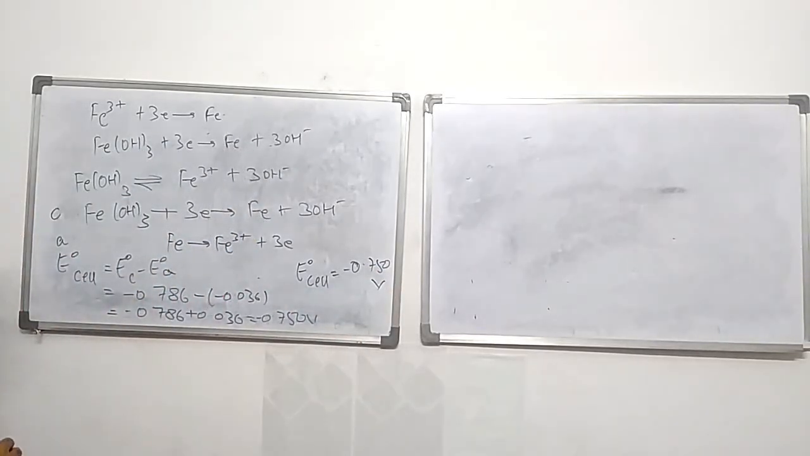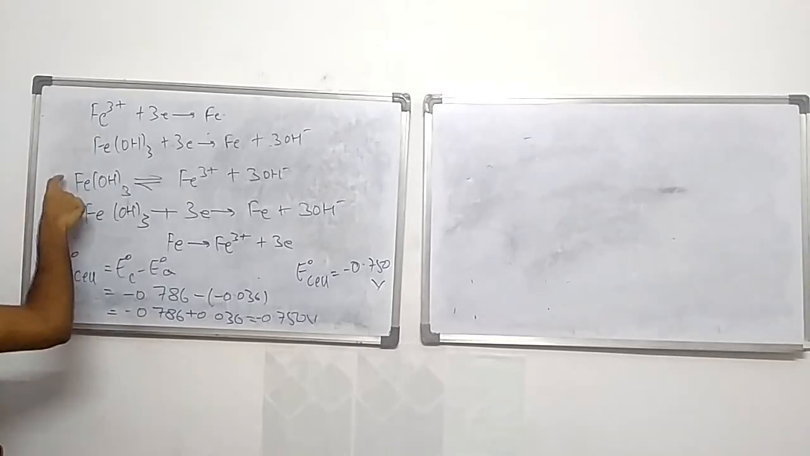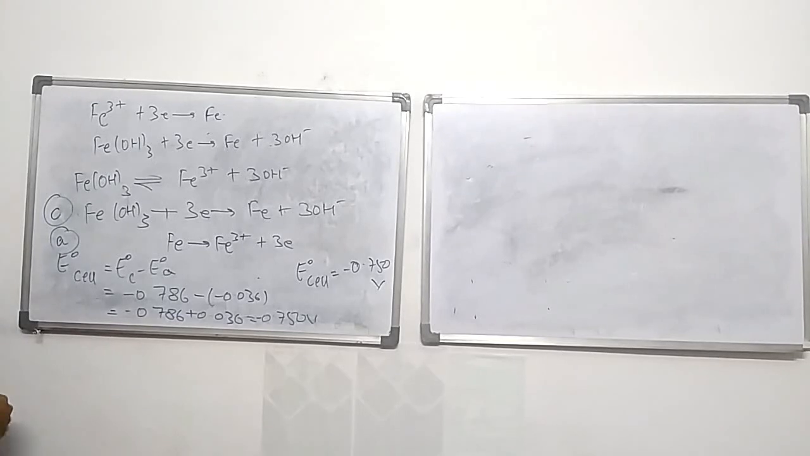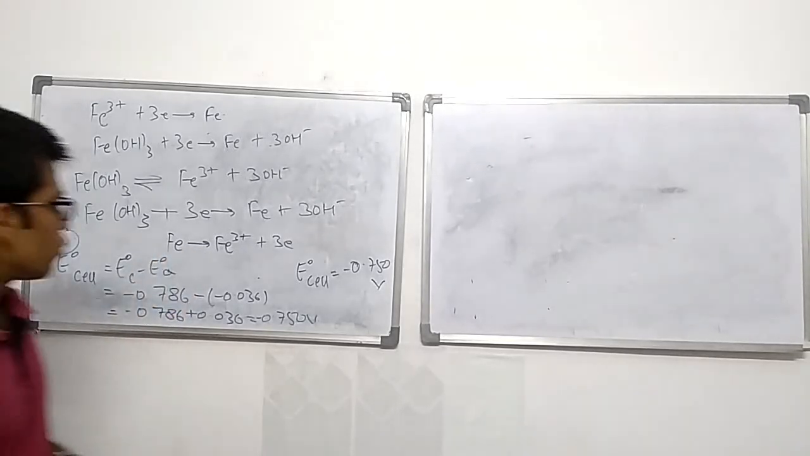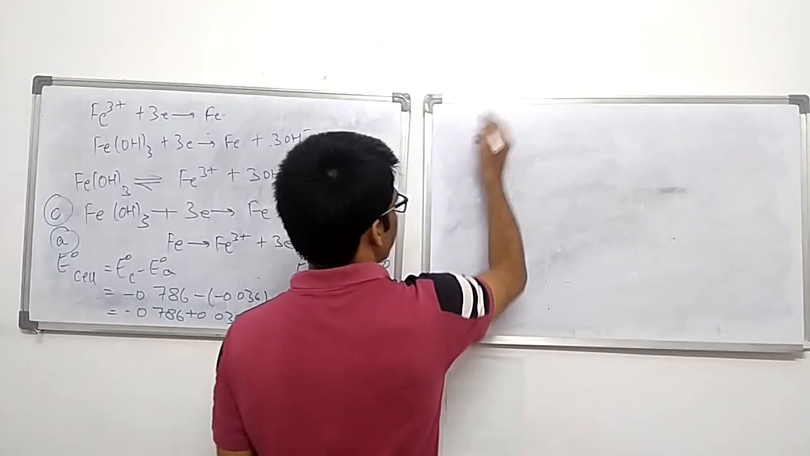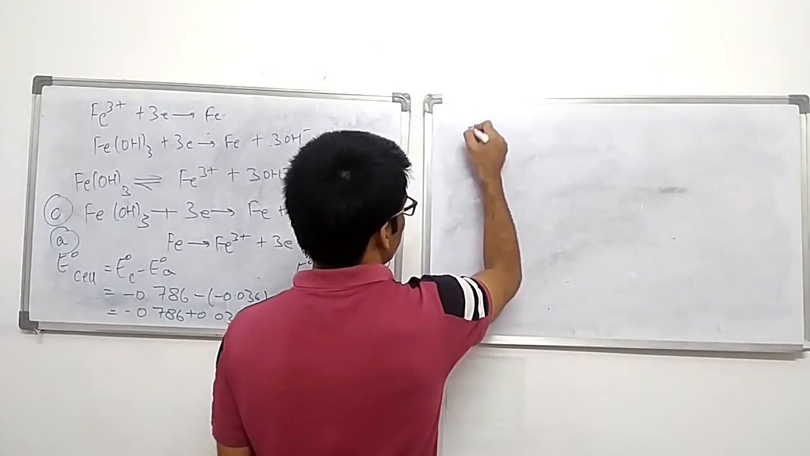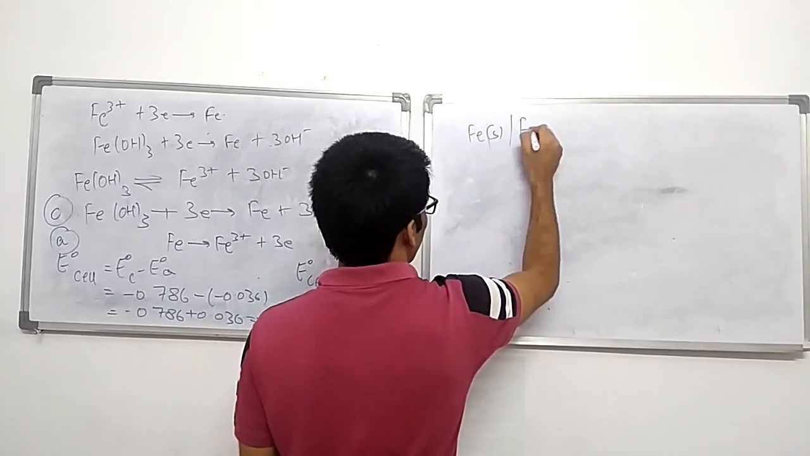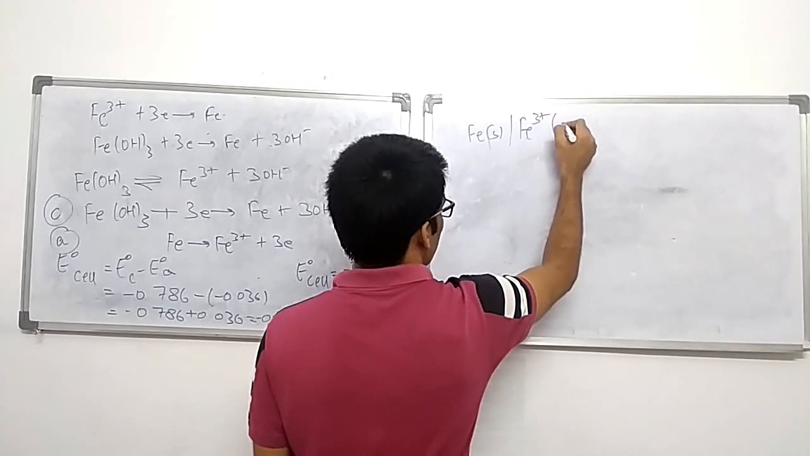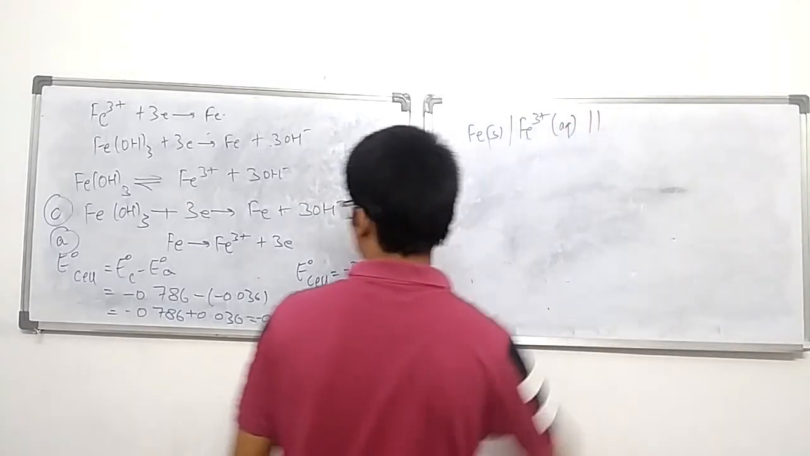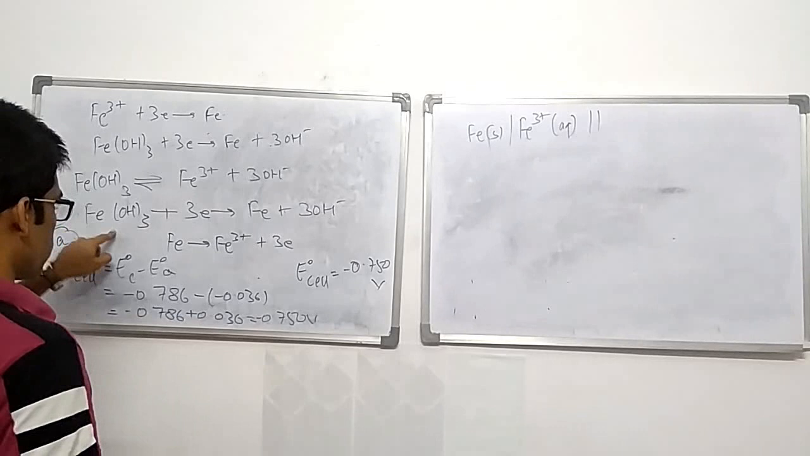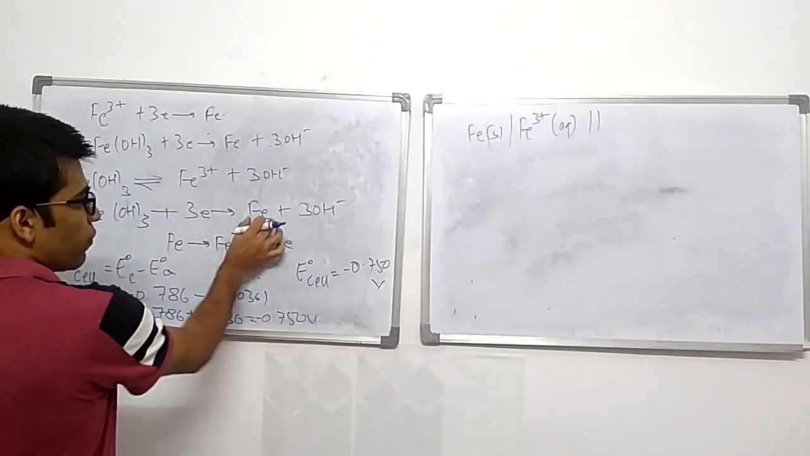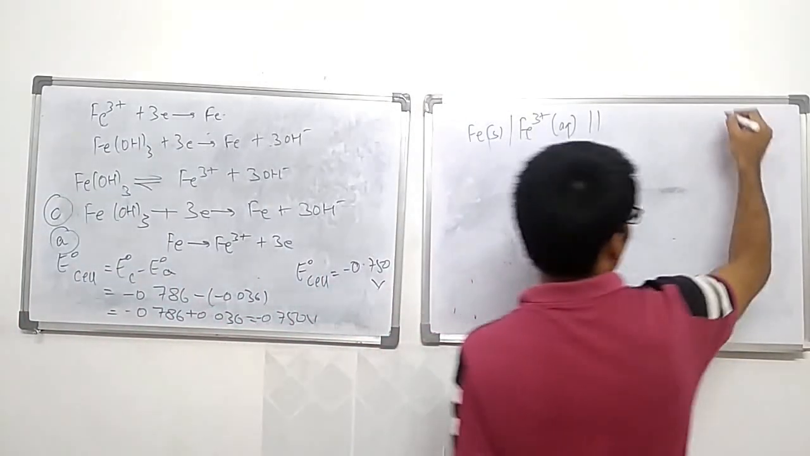Now I also need to find the appropriate cell notation for these two half cells. That means this one and this one. So I have, in the anode, Fe to Fe3 plus. That means the left side of the cell notation will be Fe solid, and I have Fe3 plus aqueous. Then I will get the salt bridge. Then I have this equation. First one. In this equation, Fe(OH)3 is dissociated to Fe3 plus and OH minus. Now the solid will be at the last. So I am writing solid here.